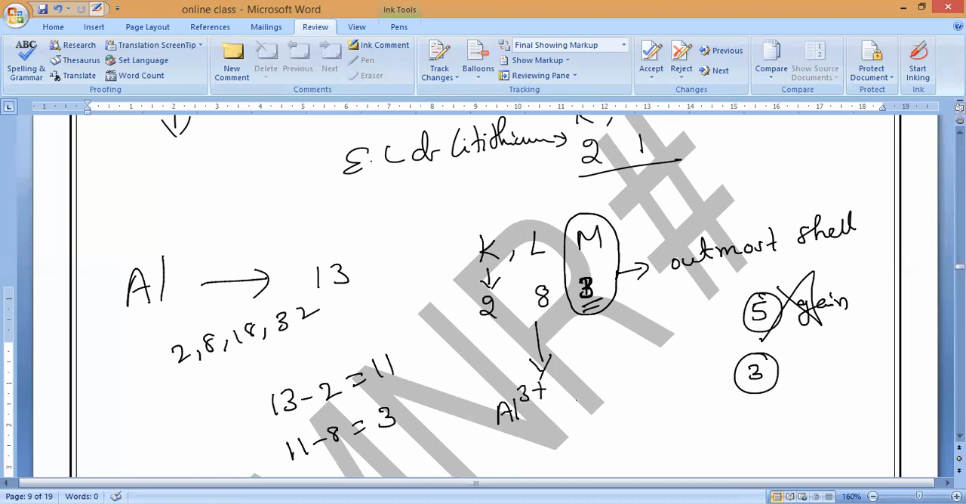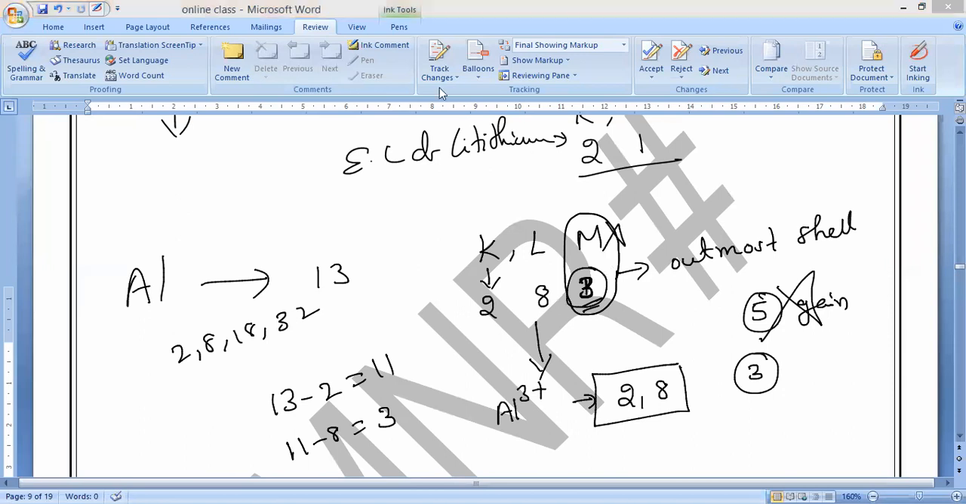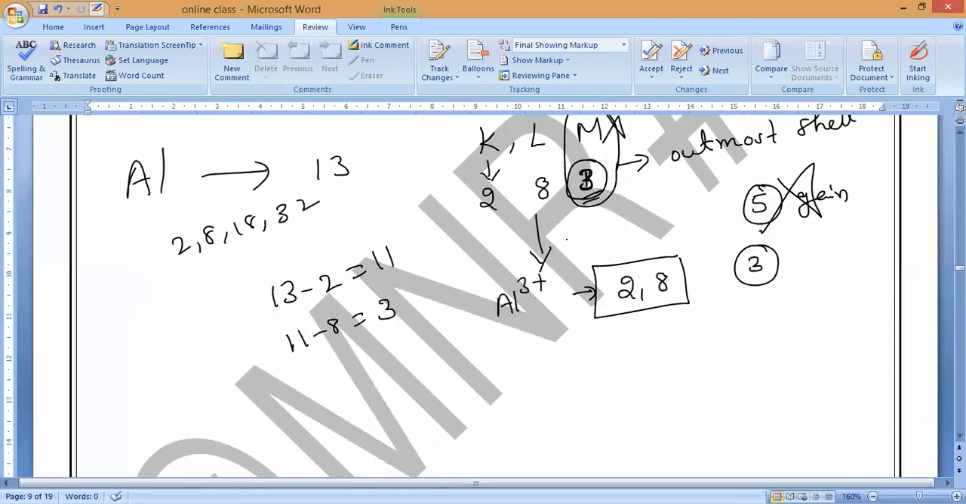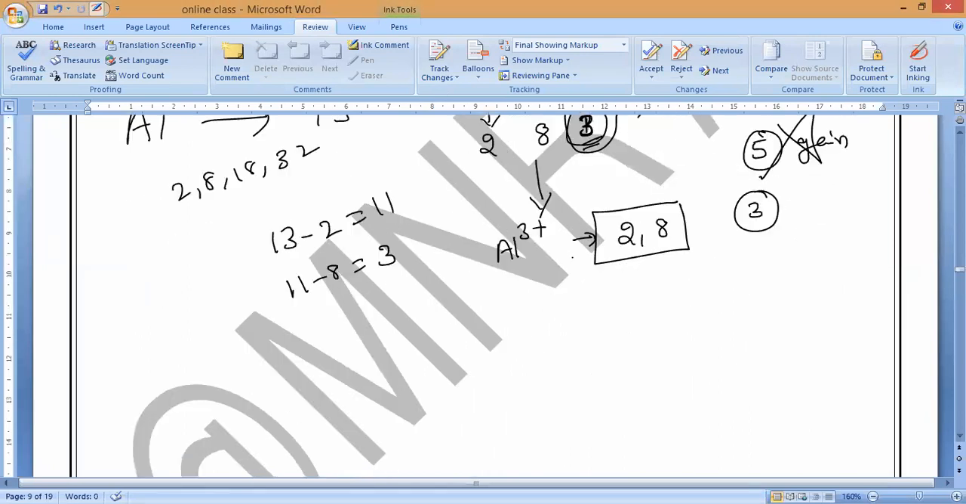Aluminum ion, what is the electronic configuration? Only 2, 8. So that 2, 8 is stable in nature. Once the electrons are removed, this M shell also will be removed. Is it okay, guys? Understand? That is what you have to remember. In 10th class, every chapter we are having the importance of this.